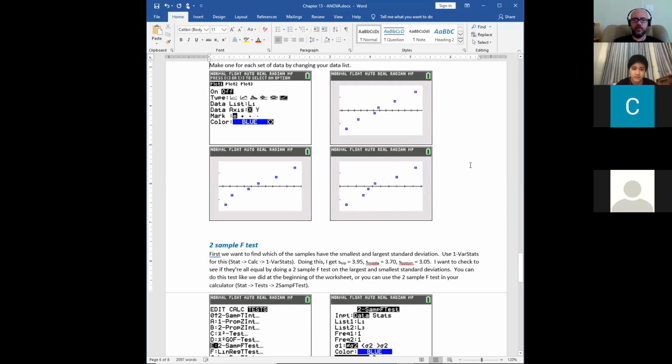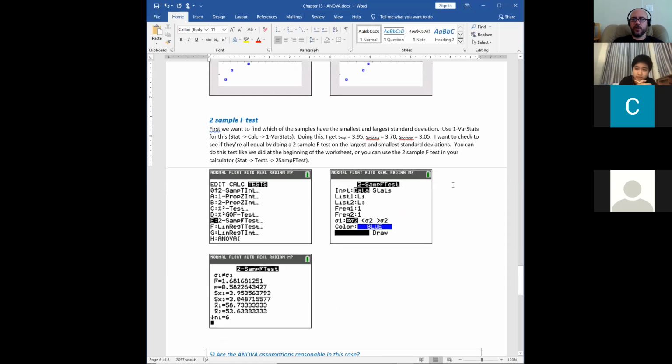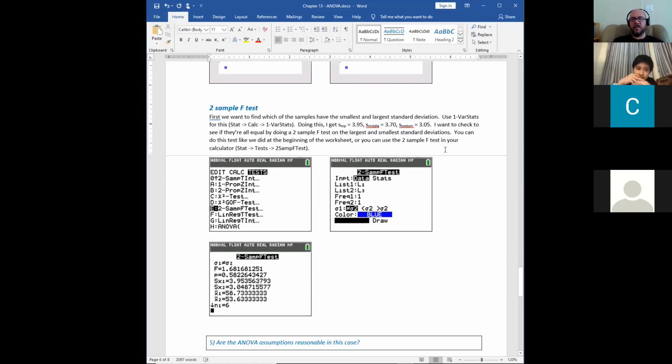So in this case, it all worked out pretty well. The assumptions all look pretty well met, or excuse me, the normality assumption looks pretty well met. And then we also want to test to see if the variances are equal or not from the 3 populations. And so we can do a 2-sample F test.